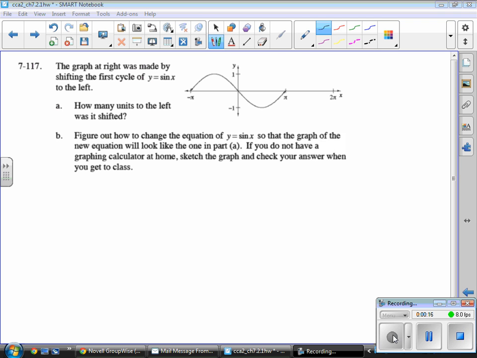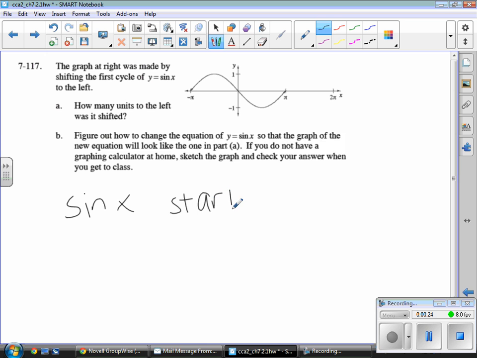So if we think about what the sine graph actually looks like, the regular one, it starts at 0, 0. So if we look at where this one starts, at negative pi, 0, right here. Okay, so this one's at negative pi. So how many units to the left was it shifted? Okay, so it moved from here to the left pi units.